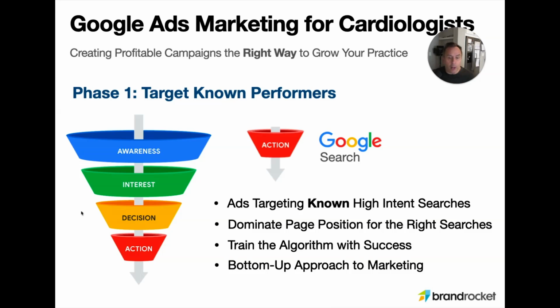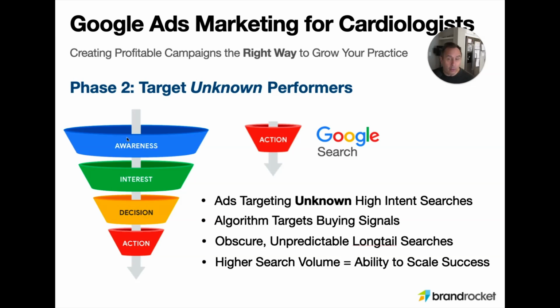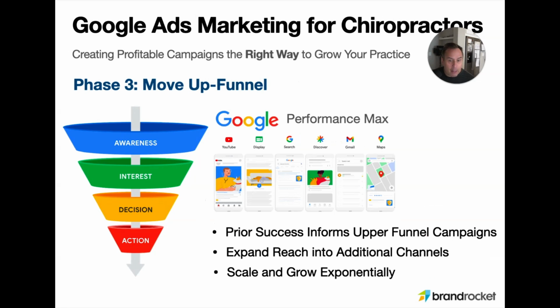So what we're talking about here is driving action, and we talked about this in earlier videos. Phase 1 was targeting known performers: targeting the searches that have the highest probability of conversion into phone calls, bookings and form submissions, and then working your way backward through the funnel. So we use another campaign type to expand the funnel out and capture more of those unpredictable long tail searches. And we keep moving backwards.